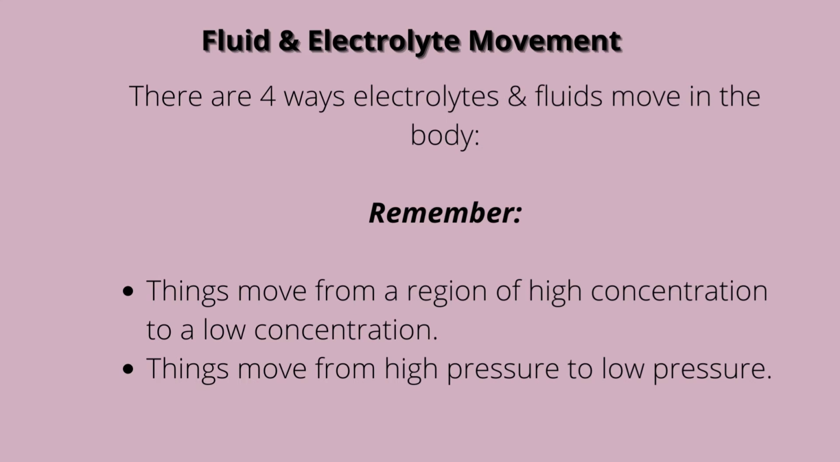So fluid and electrolyte movement. This is the way our fluid and electrolytes move in our body, and there are 4 ways in which this happens, and they include diffusion, osmosis, filtration, as well as active transport. Some key things to remember: things move from a region of high concentration to a region of low concentration, and the second thing is things move from a region of high pressure to a region of low pressure, right? We kind of want to get that homeostasis to balance it out.